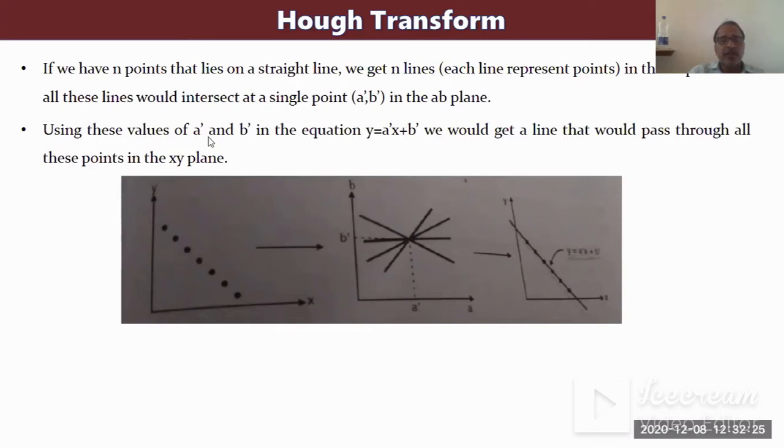Using this value of A dash and B dash in the equation y is equal to A dash x plus B dash, we get the line which is passing through the entire line. This is the straight line we passed in the XY plane. So this line equation is y is equal to a dash x plus b dash. This will connect each and every point on the line, or each and every point on the edge.